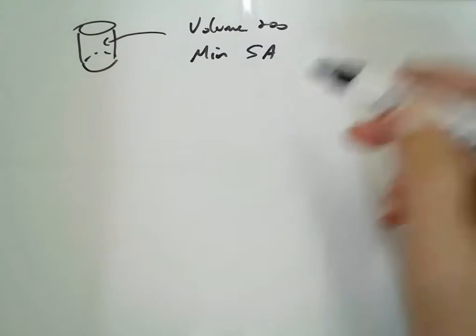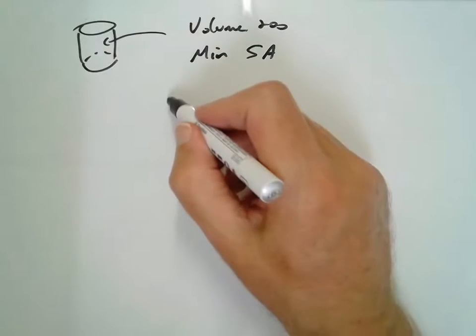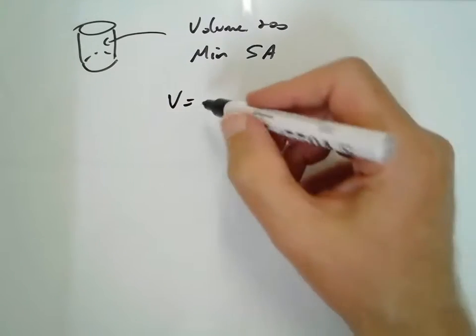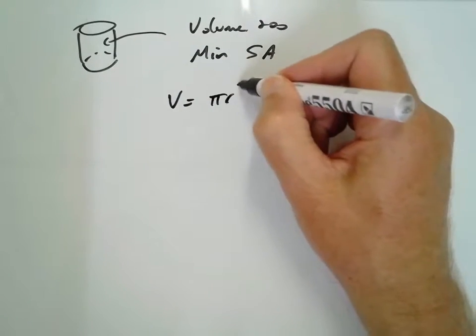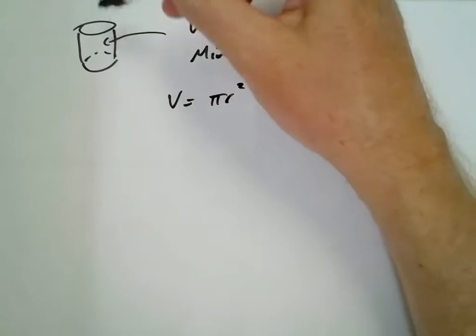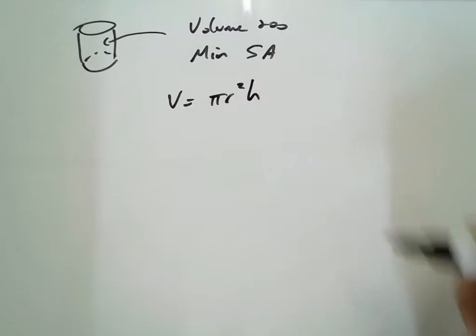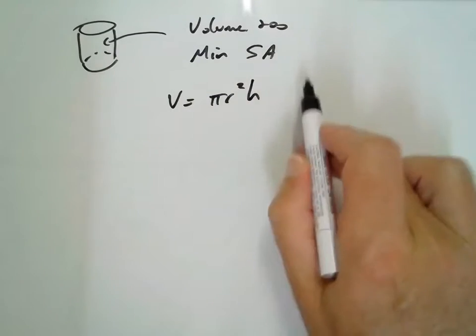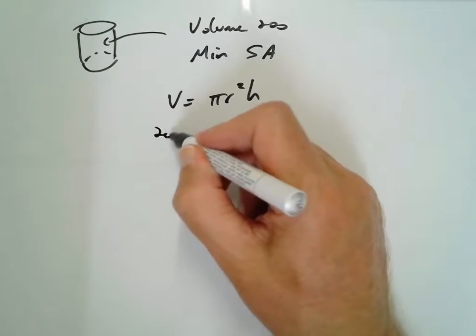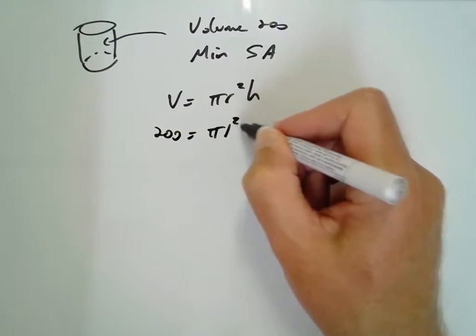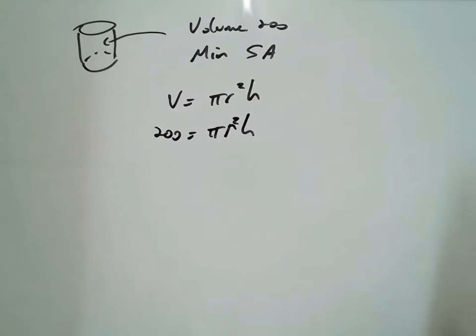Okay, we're given the volume, so let's think volume of a cylinder. Volume is area of the base, so it's a circle base, so it's pi r squared, times the height, so clearly it's pi r squared h. And we're told that the volume is 200, so we get 200 equals pi r squared h.